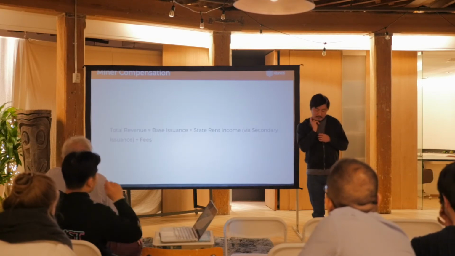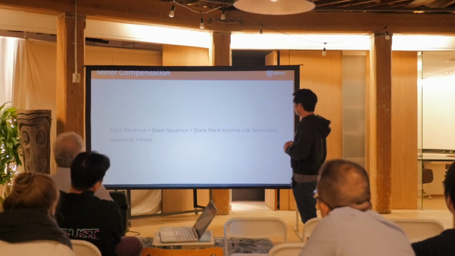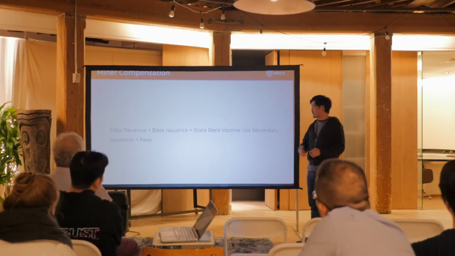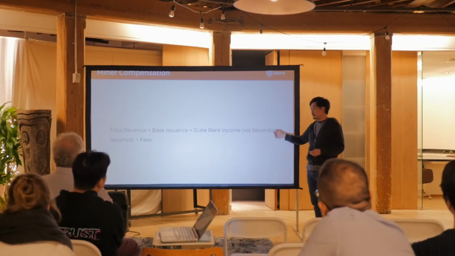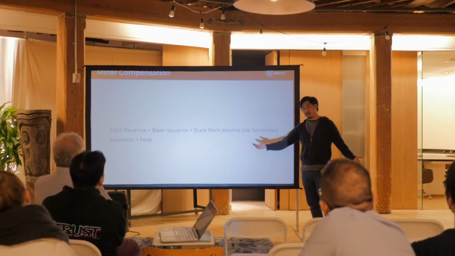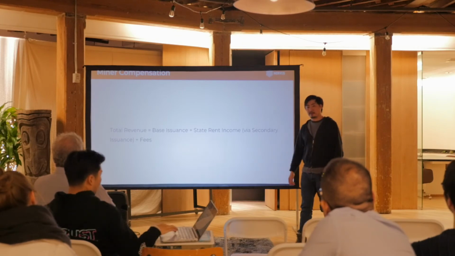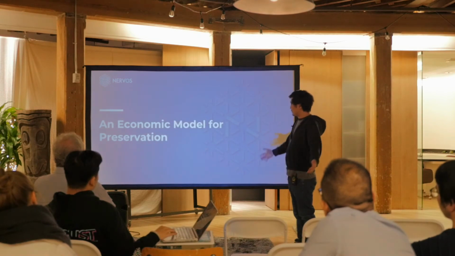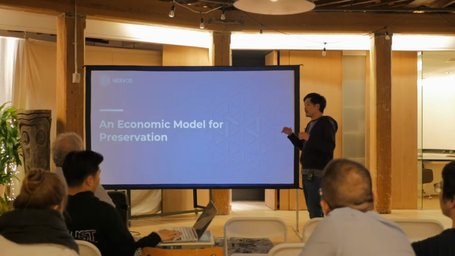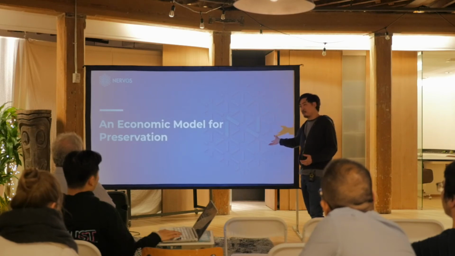All right. Okay. So miner compensation, right? Total revenue of miners is base issuance plus state rent income via the secondary issuance, right? So again, people that are storing their data are not going to be getting secondary issuance. That goes to the miners, plus transaction fees, right? So that's miner compensation. And okay, so that's the details of our economic design. So now, we listed all these problems in the beginning, and let's look at why we would believe this could solve these problems.